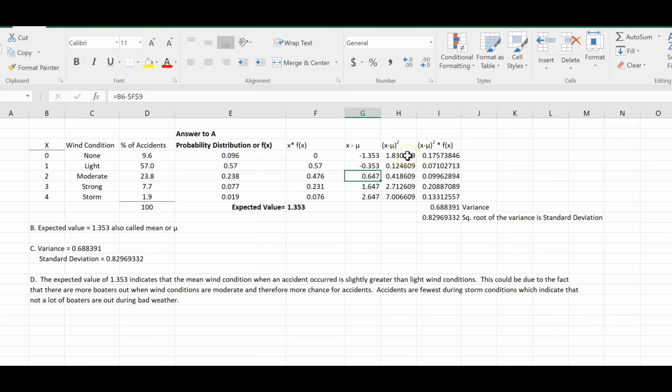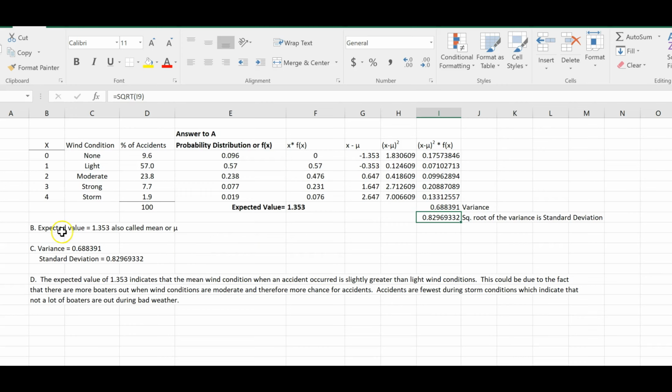We square it, get rid of the negative, and then we multiply it yet again by the probability, the f of x. Okay, if you multiply it by this percentage here, it's going to throw off your number. I think a lot of folks did that, but just keep in mind that this needs to be a decimal. From there, we simply multiply those out, and then the last step is we just sum them up. So we sum up all of our values here, and then we take the square root of the variance to get the standard deviation of 0.89.